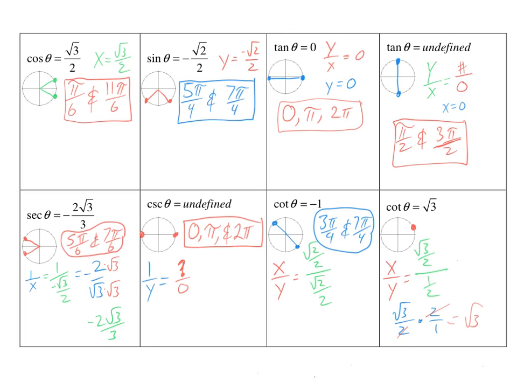Now, is there another spot? Yes, because what if they're both negative? If they're both negative, would you get a positive square root 3? So wouldn't it also be right there? That's a tricky one. People forget negative divided by negative is a positive answer. So there's 2. So my answers are pi over 6 and 7 pi over 6.